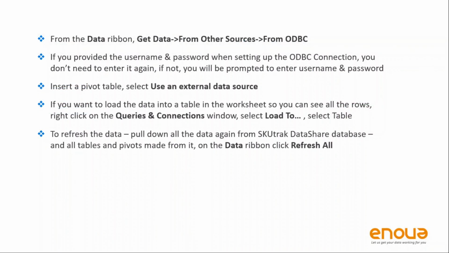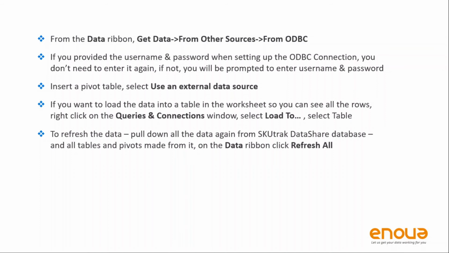Quick recap. From the data ribbon, select Get Data from Other Data Sources, and then from ODBC, and pick the ODBC connection that you created. If you did enter the username and password in the ODBC connection, then you won't need to enter it again, otherwise you'll get a username and password prompt appear.